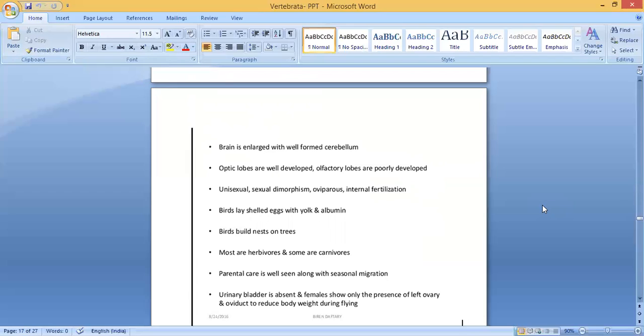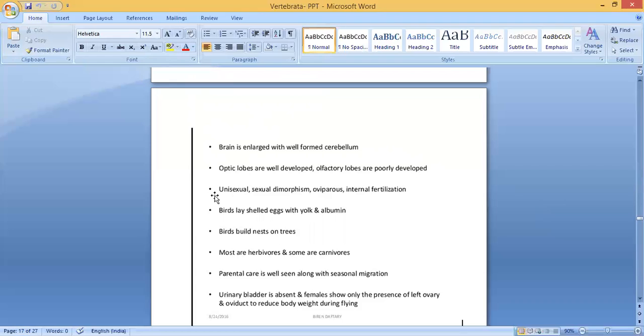Brain is enlarged with well-developed cerebellum. Optic lobes are well-developed. Olfactory lobes are poorly developed. So in the brain, there are optic lobes and olfactory lobes. Optic lobes well developed, but olfactory lobes are poorly developed.